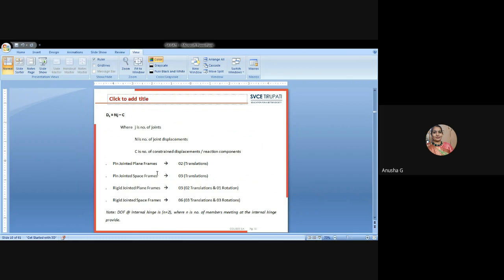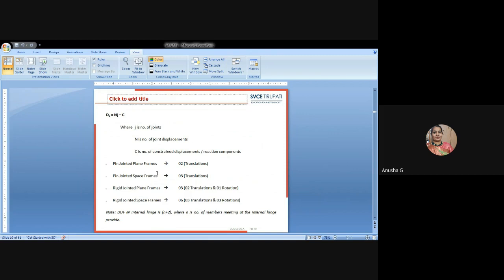Here you can see kinematic indeterminacy depends upon Dk. That Dk will be equal to nj minus c, where j is the number of joints and n is the number of joint displacements to be observed. In this joint displacement, you can see it in the stiffness matrix and in the finite element method. What is the number of joints, how many constrained displacements are there, and how many reaction components are there for different types of structures.